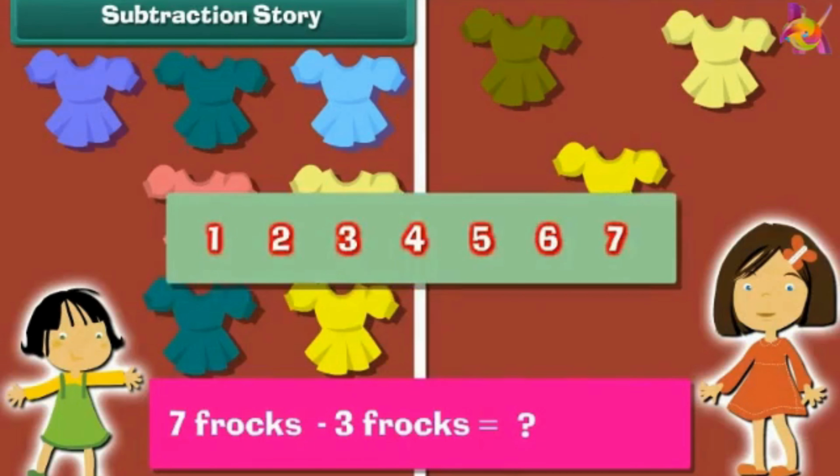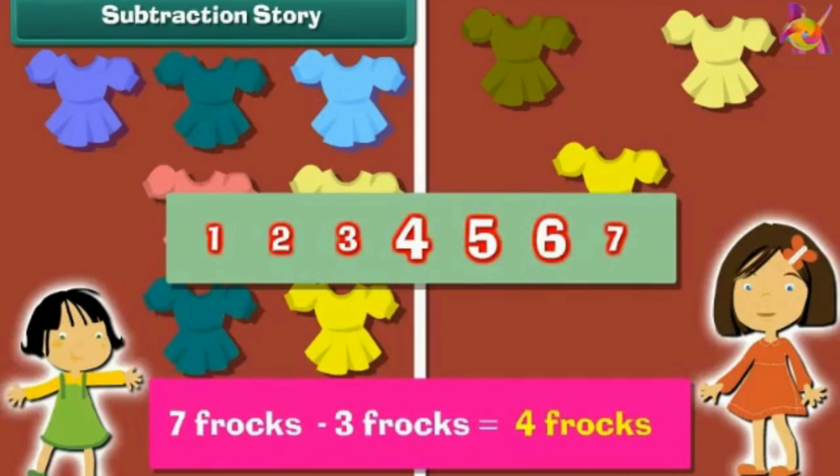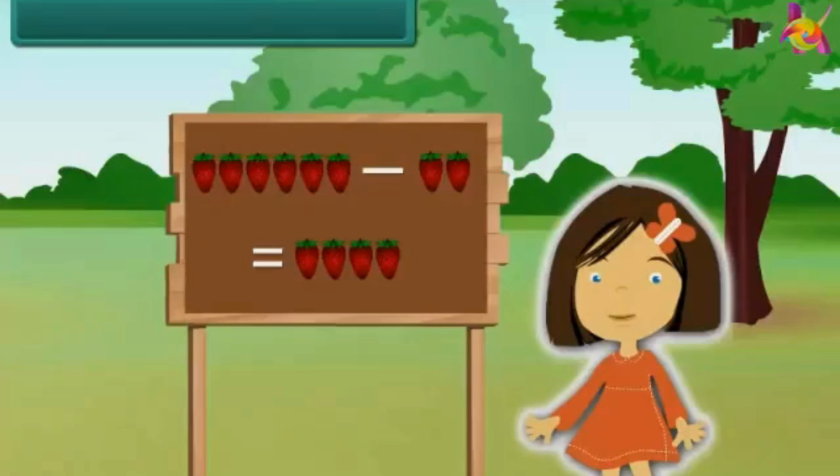Count backwards from the larger number 7. We count 3 numbers because Tina has 3 frogs. 6, 5, 4. Mona has 4 frogs more than Tina.